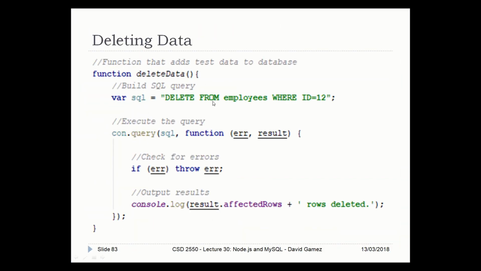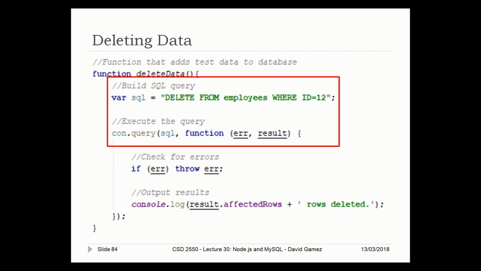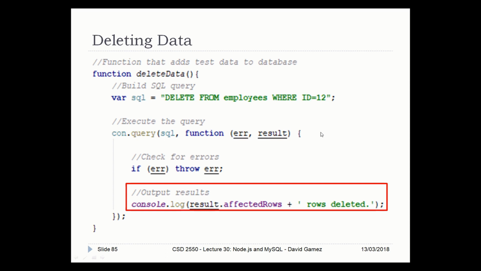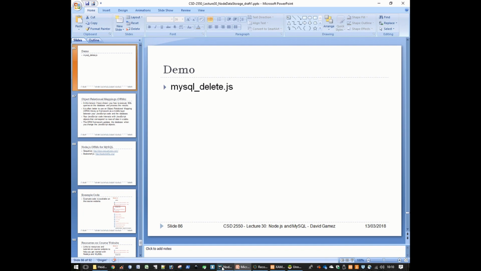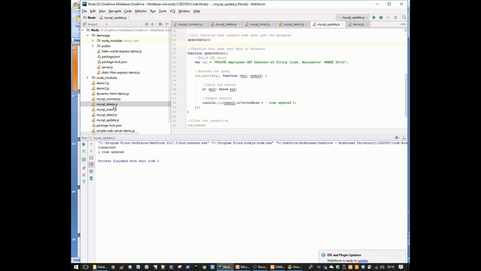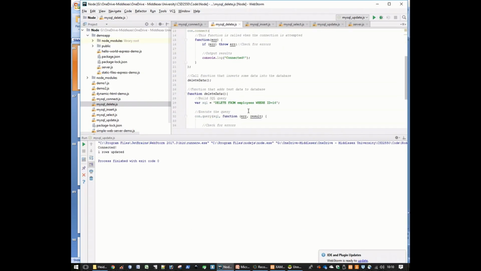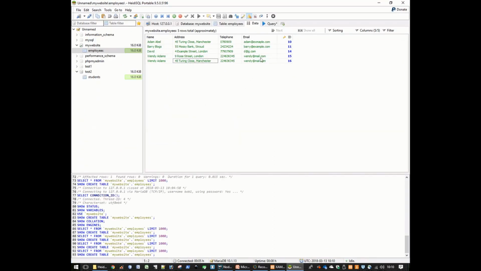Okay, finally, delete. So again, we build the query, we execute the query on the database, and we can use the result object to find out how many rows were affected. This should all be super obvious by now. So we want to delete ID equals 16, so we're going to delete the last Wendy Adams here, because it's kind of a bit duplicate anyway.